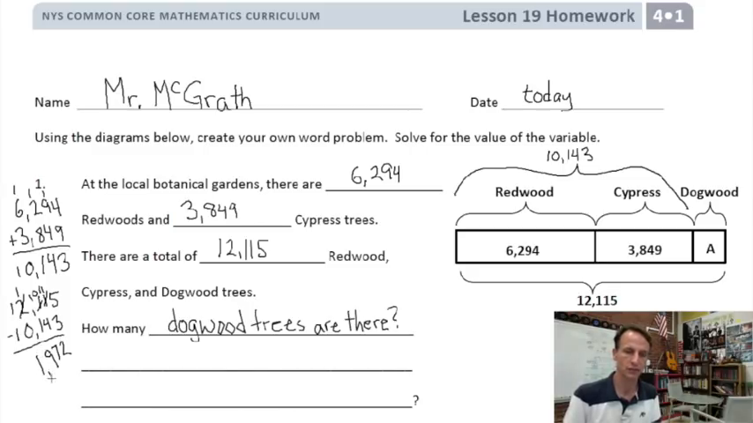And very good. Wasn't our estimate around 2,000? And I'm going to use this space here. I'm going to kill their comma and write my solution for the variable over here. And notice this does not say I need to write a statement. I'm just going to simply say A, which is what they designated for the variable, equals 1,972. That's how many dogwood trees there are.